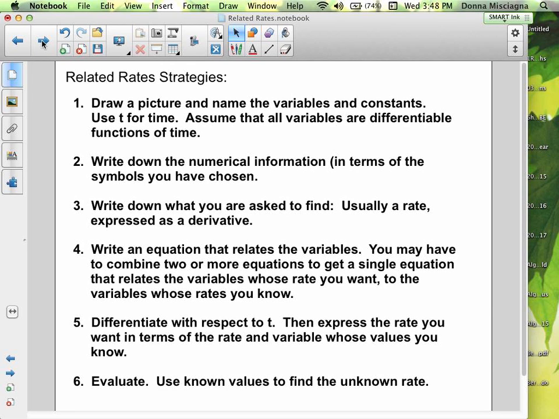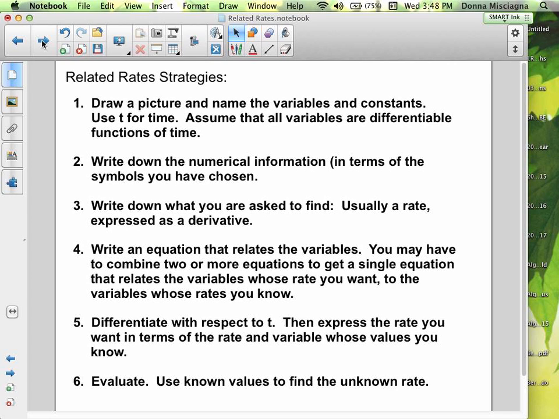Right? That picture is going to be real important to see how variables relate to one another, how variables can be rewritten, determining what we know, what we need to find. So we're going to draw a picture and name the variables and constants. We're going to use T for time because all of these things change with respect to time. They're taking place over time. There's change over time. Assume that all variables are differentiable functions of time. So since we're differentiating with respect to a different variable, right, we're differentiating our variables with respect to time, we're going to be using implicit differentiation to solve related rate problems.